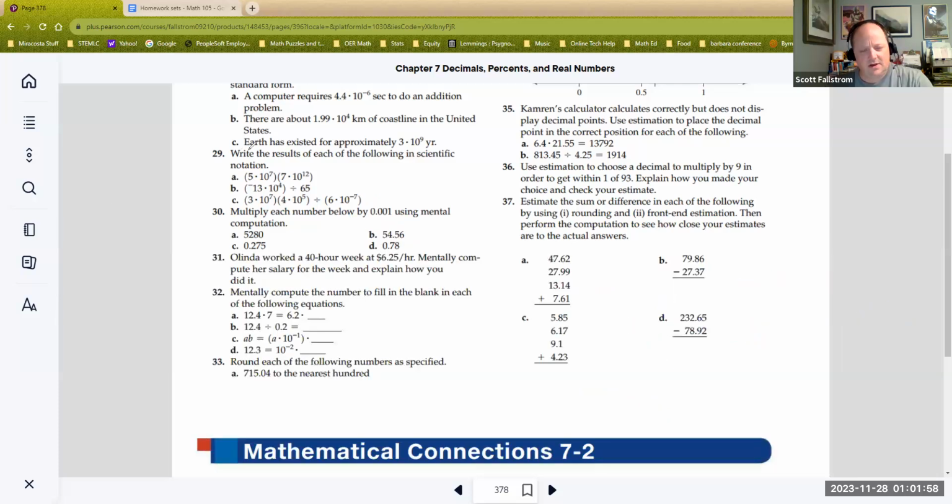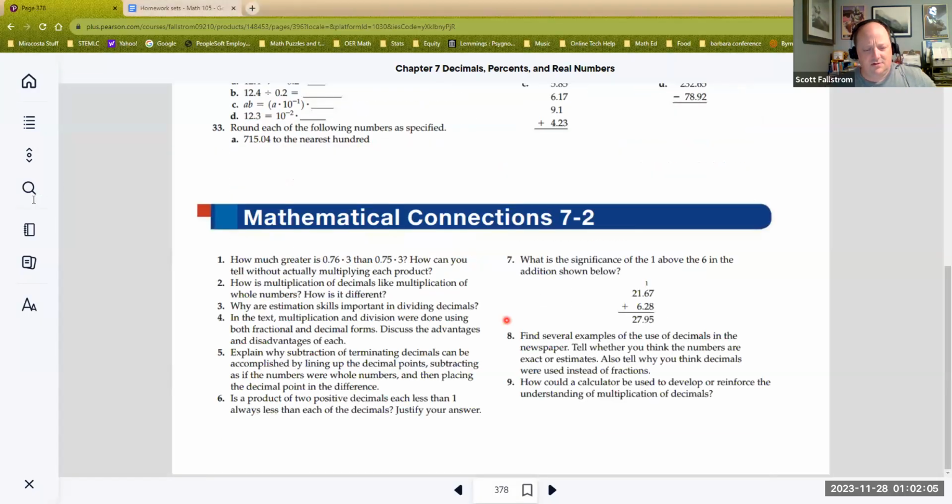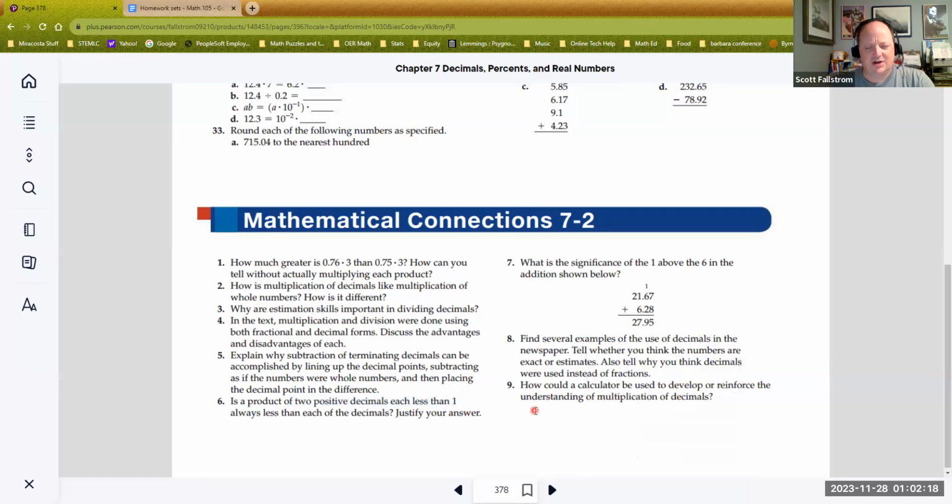Okay, last call, and lastly, multiple math connections. Let's see here. Number 6: is the product of two positive decimals, each less than 1, always less than each of the decimals?